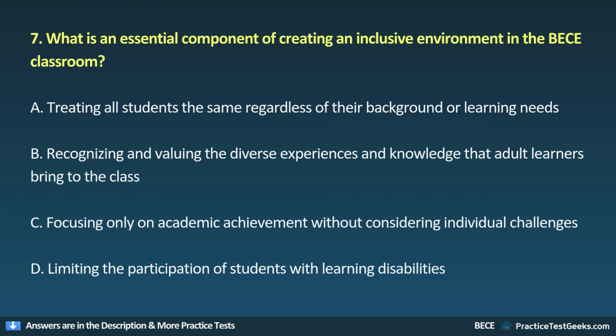7. What is an essential component of creating an inclusive environment in the BECE classroom? A. Treating all students the same regardless of their background or learning needs. B. Recognizing and valuing the diverse experiences and knowledge that adult learners bring to the class. C. Focusing only on academic achievement without considering individual challenges. D. Limiting the participation of students with learning disabilities.